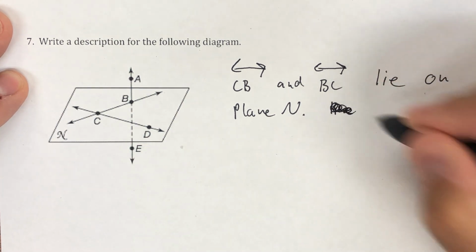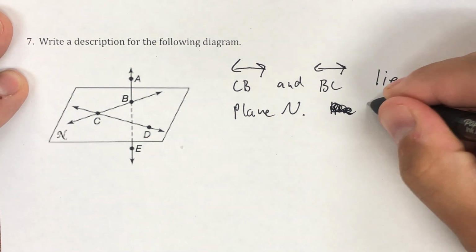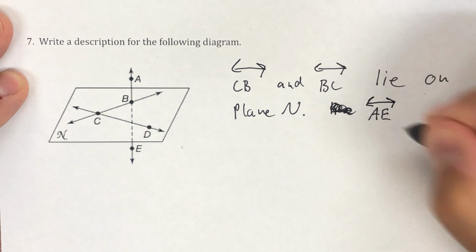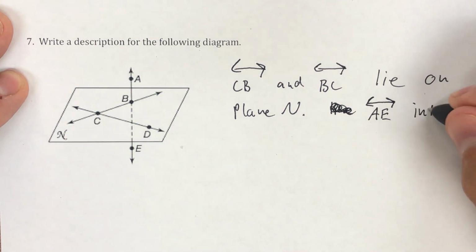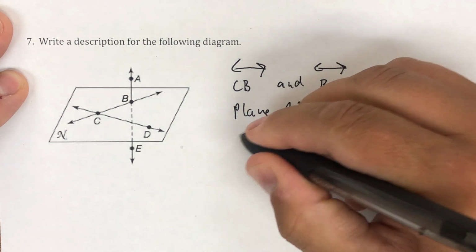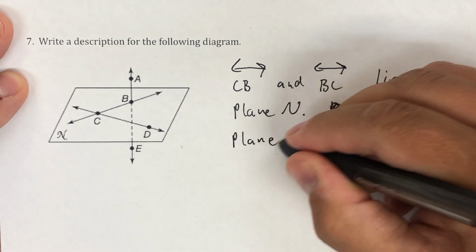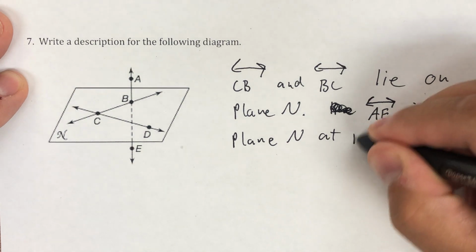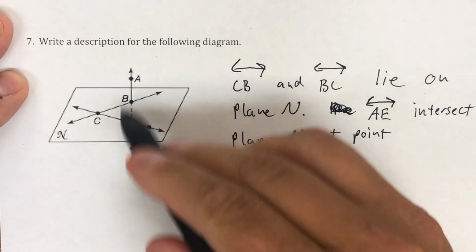The next thing I see is that line AE, I'm going to scratch that off. I don't need to call it a line. Use my arrows. Line AE intersects plane N at point, where does it intersect? At point B.